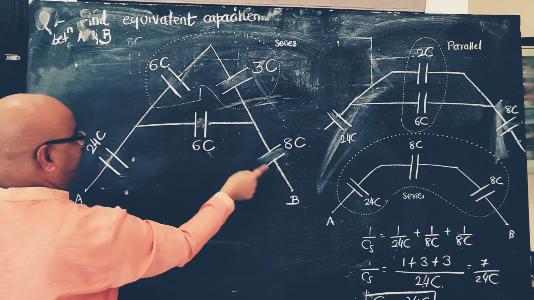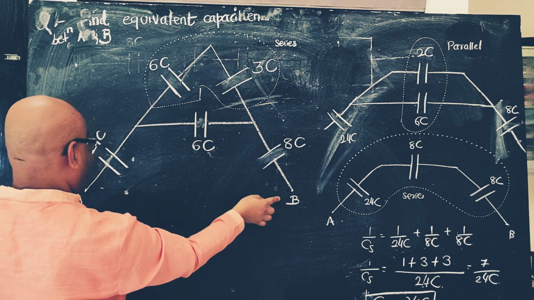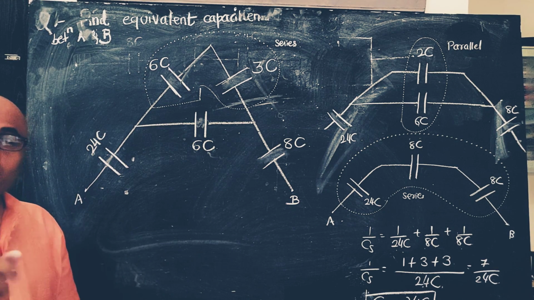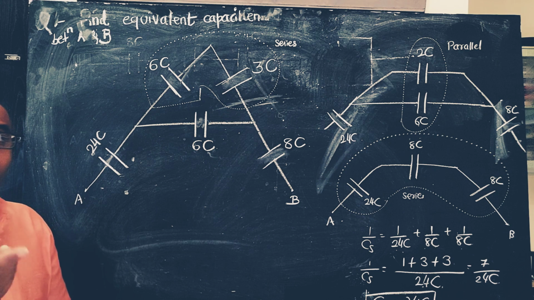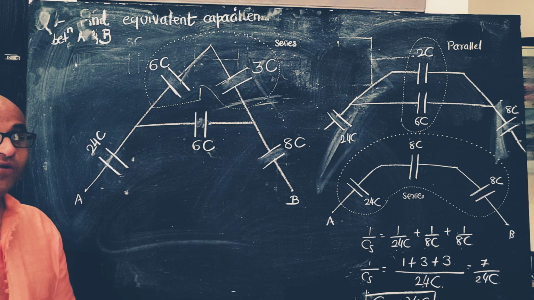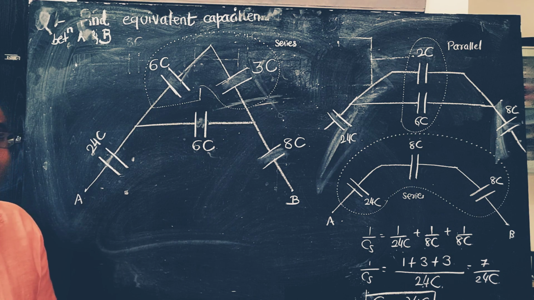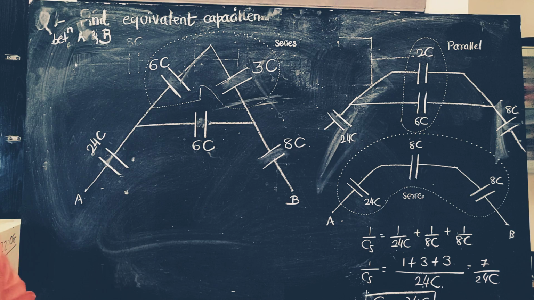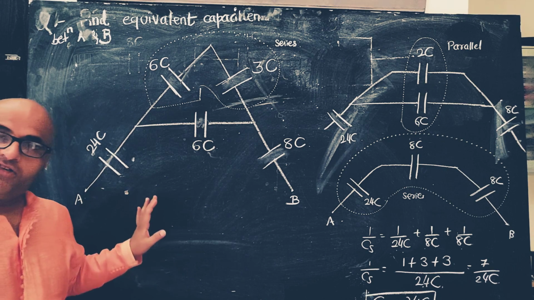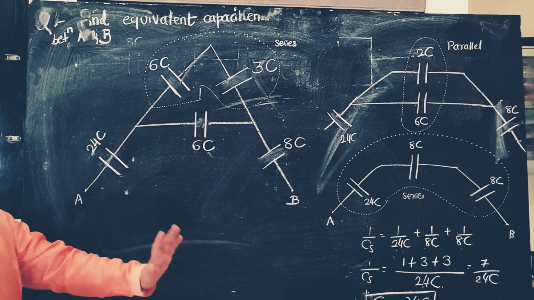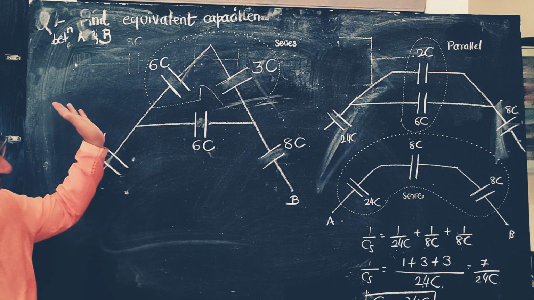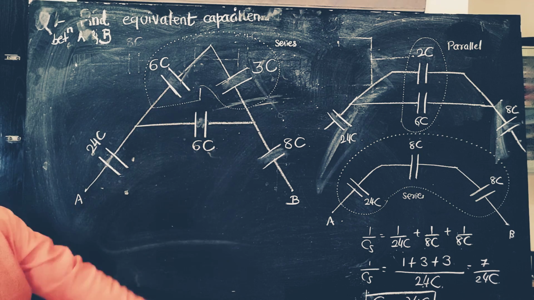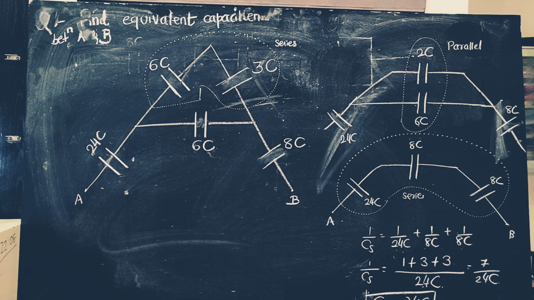Okay, 24, 8, 8. What do 8 and 8 make? 4. Then 4 and 24: product upon addition. 24 into 4 is 96, 24 plus 4 is 28. 96 upon 28, both go in the 4 table, so 24 upon 7. And that is your answer: CS is equal to 24C upon 7. If you are able to do it orally, it's good. If you are not able to do it orally, then do it in a step by step manner, but get the right answer. Okay, let's take a note of this one.